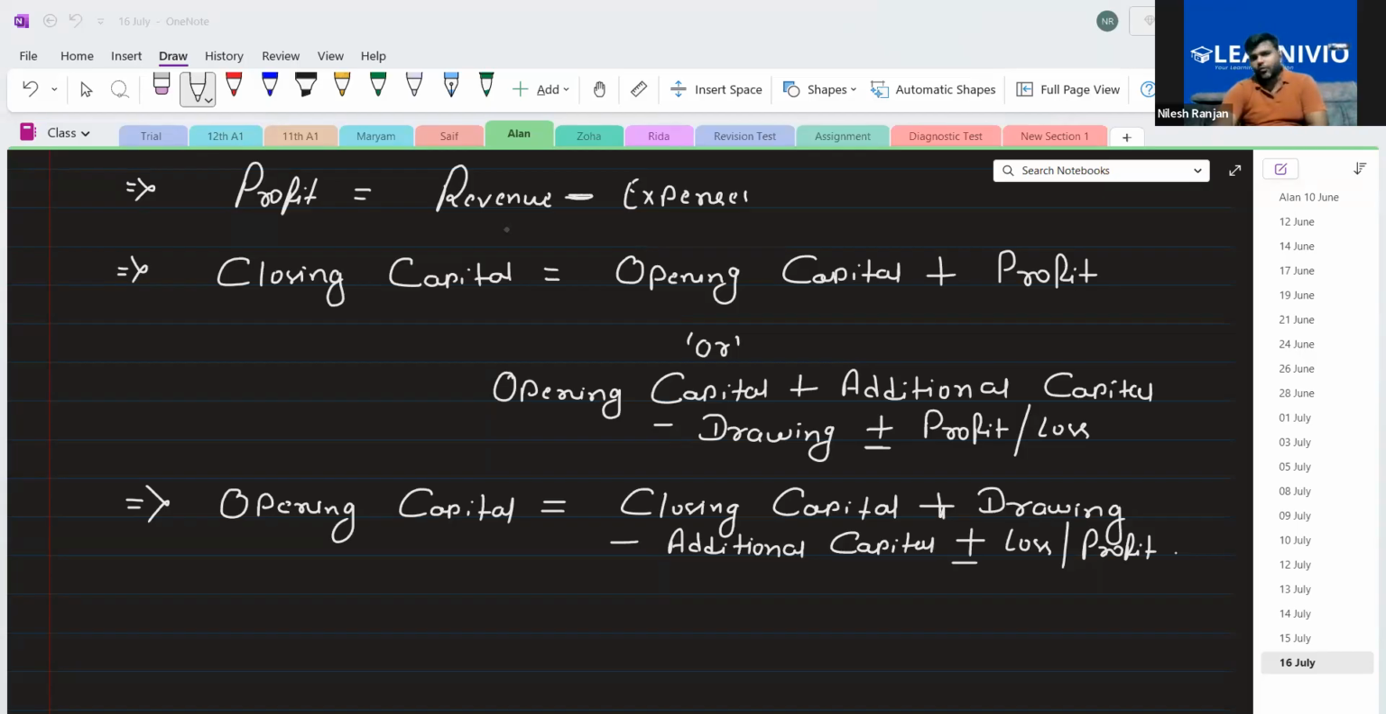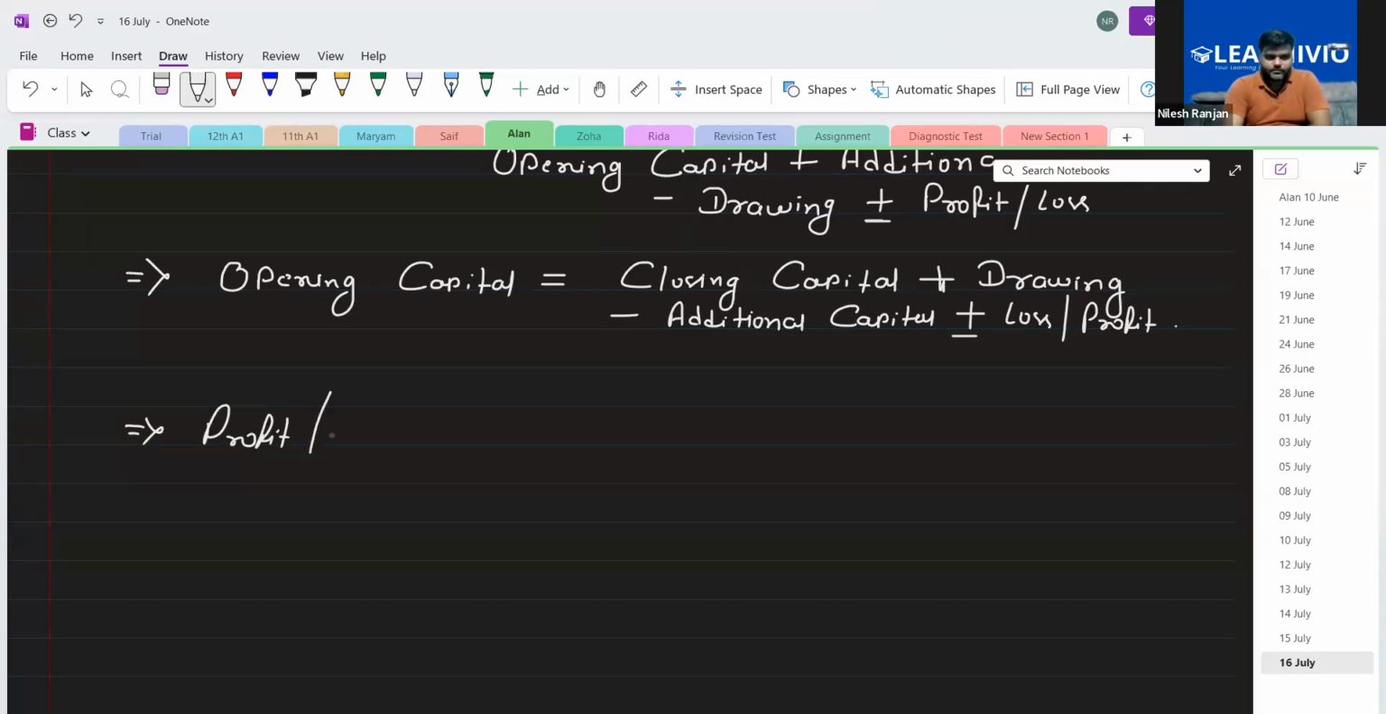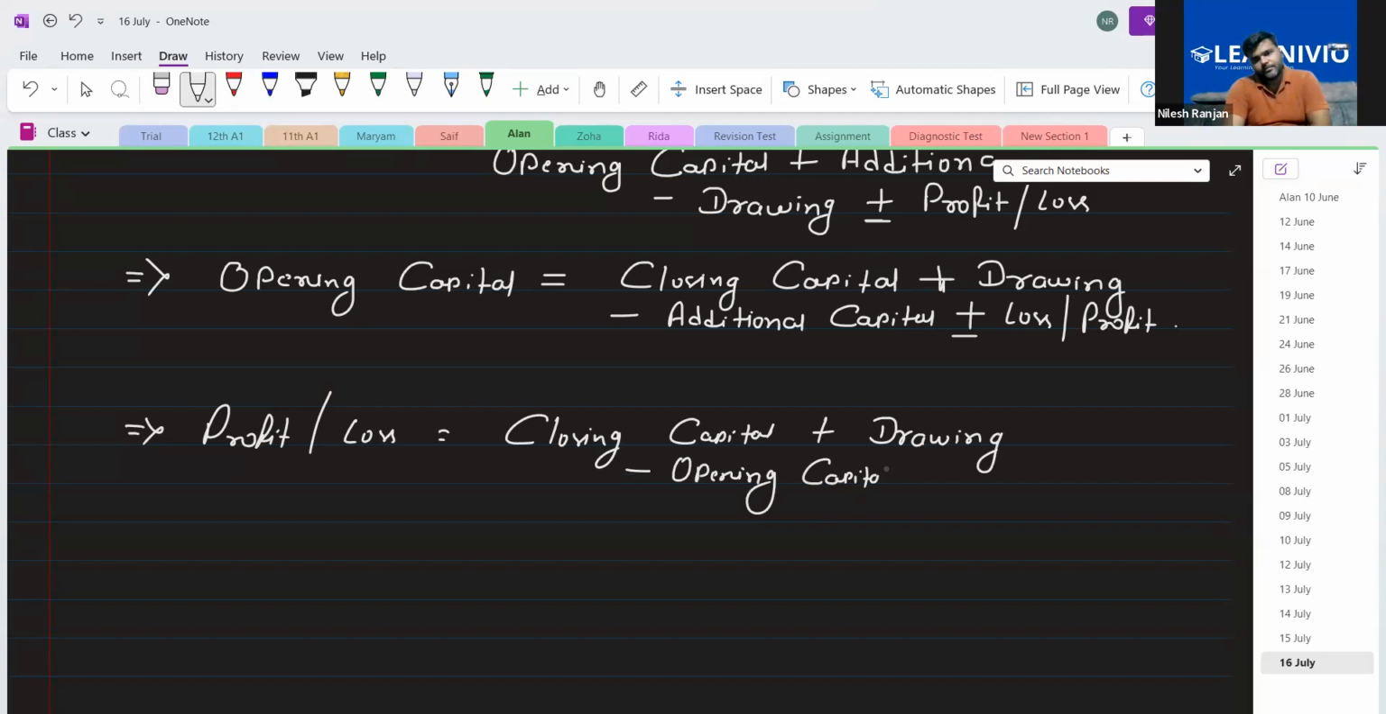Now, if we write the profit formula, that will also be used. This opening capital, closing capital concept can be used. If you want to calculate profit or loss, it will be closing capital plus drawing minus opening capital minus additional capital. If it comes positive, then it is profit. If it is negative, then it is loss. Okay, sir. So please write this also, and then we will try to solve one question.